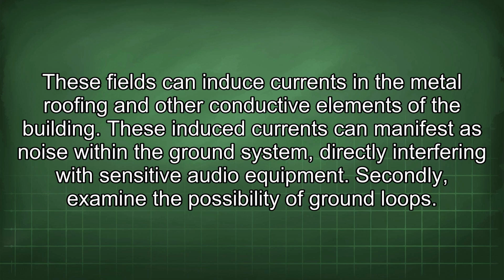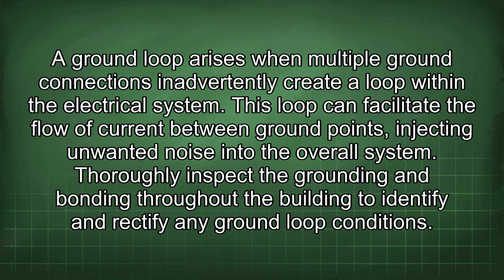Secondly, examine the possibility of ground loops. A ground loop arises when multiple ground connections inadvertently create a loop within the electrical system. This loop can facilitate the flow of current between ground points, injecting unwanted noise into the overall system. Thoroughly inspect the grounding and bonding throughout the building to identify and rectify any ground loop conditions.